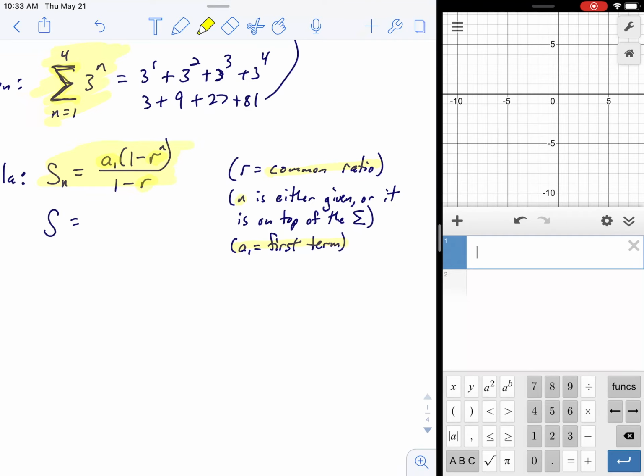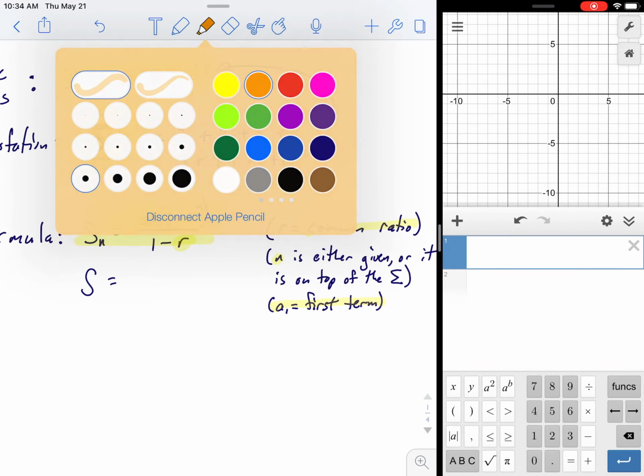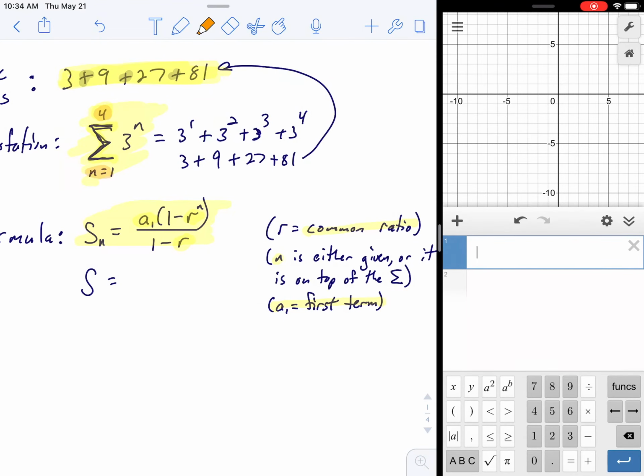N is either going to be flat out given. The problem will say, hey, N is 7 in this problem. Or if it's not given that way, you need to know that N is the number on top of the sigma. I know that it says N equals 1. That's like the starting point. The N in the formula is the ending point. So you need to know that.